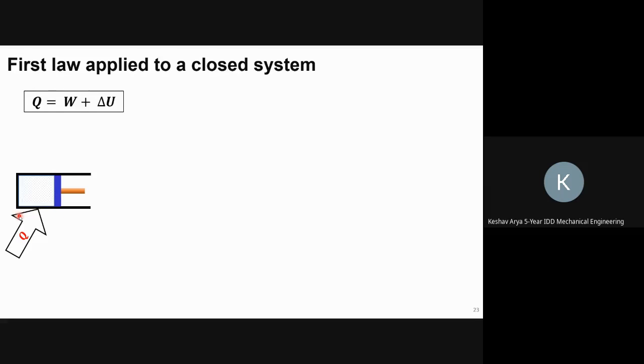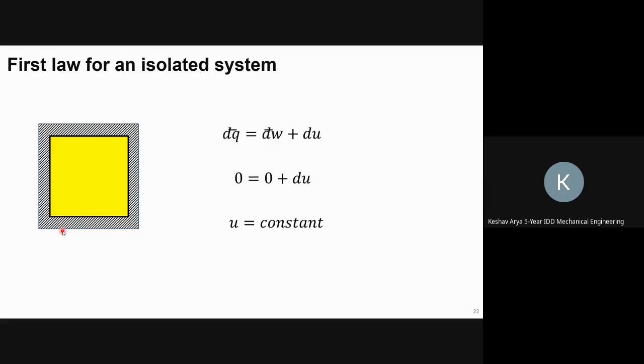Sir, can the piston cylinder system be isolated? Yes, we can put an isolation around it. Sir, in the previous slide, you said that dW will be 0. If we take a piston cylinder arrangement here, then dQ will be 0, but if the piston moves, work will not be 0.